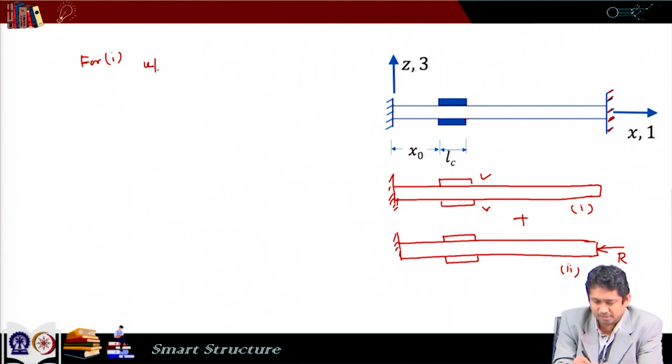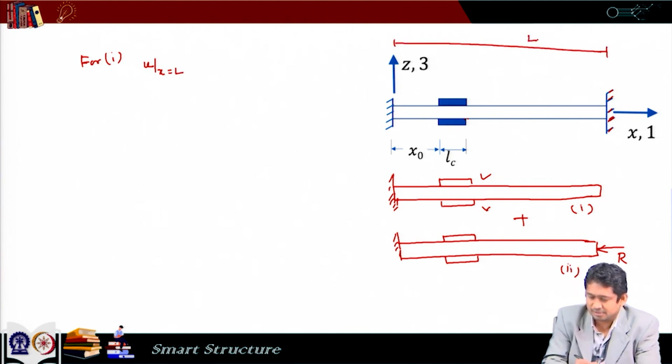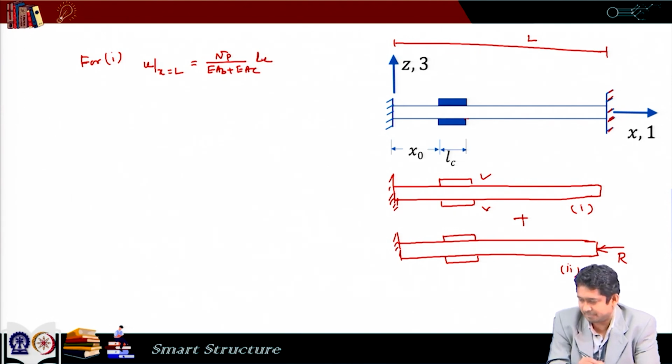u at x equal to L. So, let us assume that the beam has a length L. So, u at x equal to L is N p by (EAB plus EAC) multiplied by LC. We have already solved this problem.